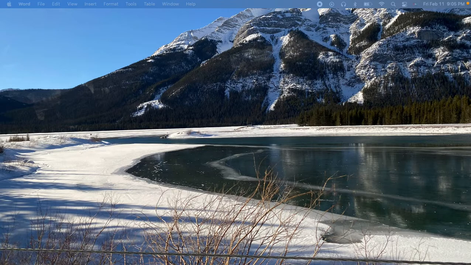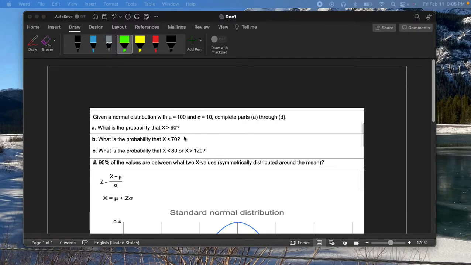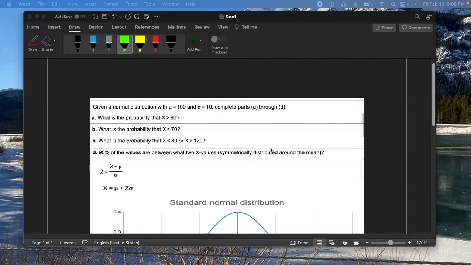I have one that is very similar to the problem you're facing in chapter 2. Let me just pull it up here. It says, given a normal distribution with a mu of 100, so the mean is 100, and the standard deviation is 10, complete parts A through D. The first one says, what is the probability that X is higher than 90?